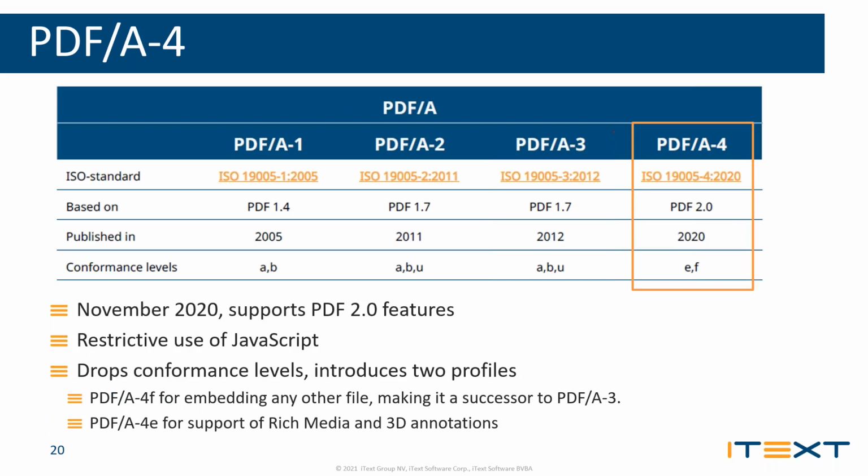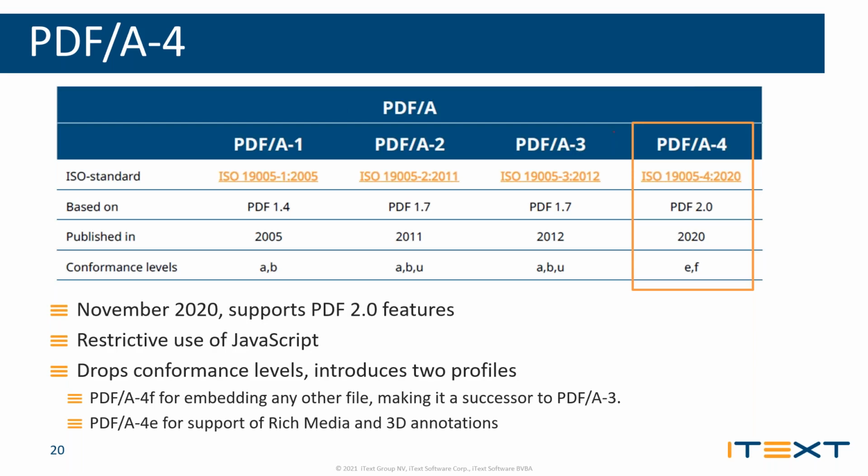And then PDF/A-4, the youngest, certainly in PDF terms. It was only released in November 2020. So it supports PDF 2.0 features, such as including the page level output intent. Output intent tells the processor how to interpret the colors used in the document.